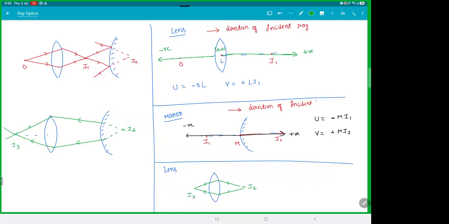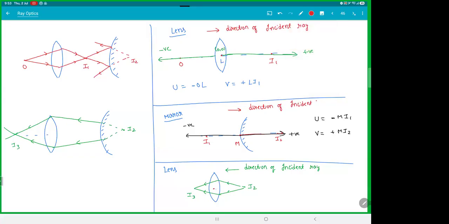This is your I3. So this is the direction of light rays. See, the lens doesn't care whether I2 is real or virtual. It will always say, oh, light rays are coming from I2. This is the direction of the incident rays. You should always see the incident ray: how are the light rays falling on the lens or the mirror?